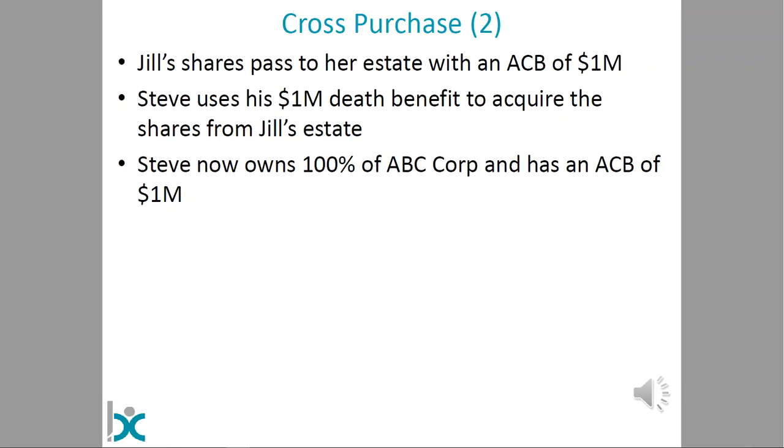So Steve takes the $1 million that he received as a death benefit, and he buys the shares from Jill's estate. Steve now owns all the shares. He owns $2 million worth of shares. He would have an ACB of $1 million because he's used the after-tax proceeds of the life insurance policy to make that purchase.